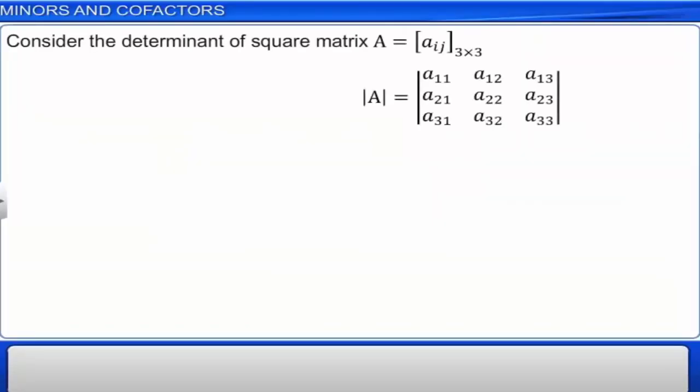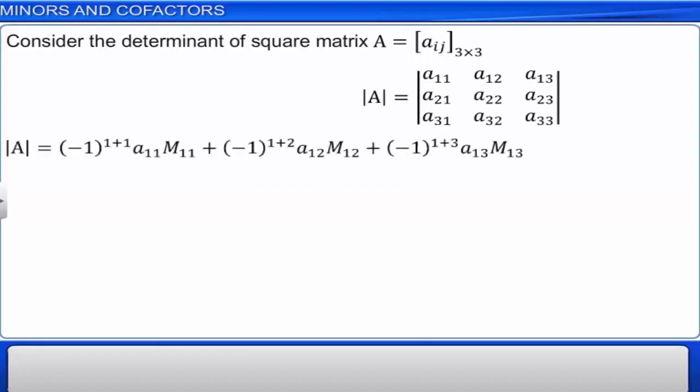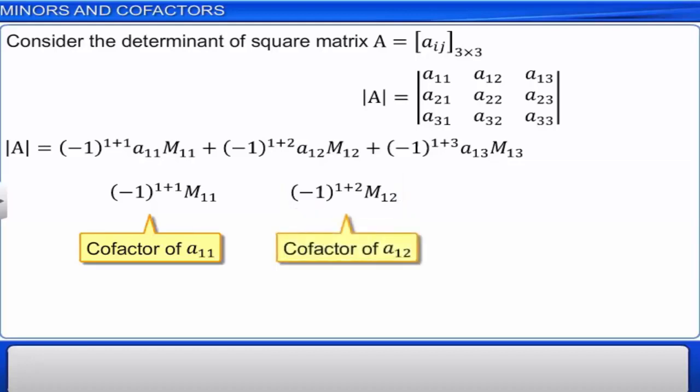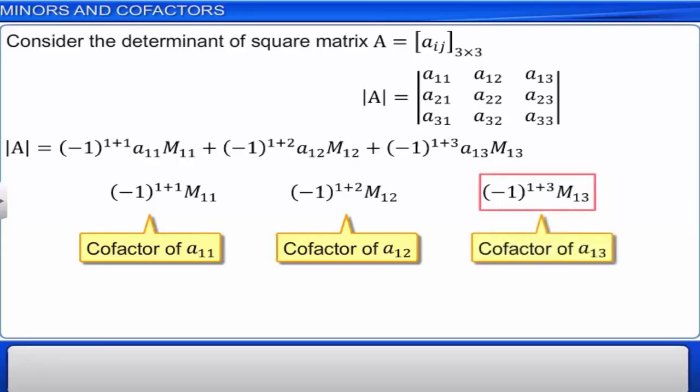Let's observe the expansion of the determinant of A along the first row in terms of minors again carefully. The minor of A11 together with (-1) raised to the power of 1 plus 1 is known as the cofactor of A11. Similarly, the minor of A12 together with (-1) raised to the power of 1 plus 2 is known as the cofactor of A12. And the minor of A13 together with (-1) raised to the power of 1 plus 3 is known as the cofactor of A13.